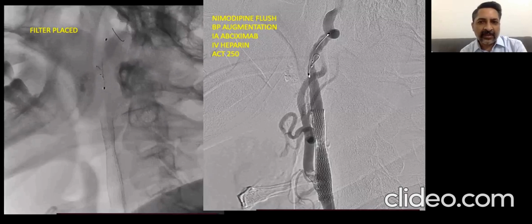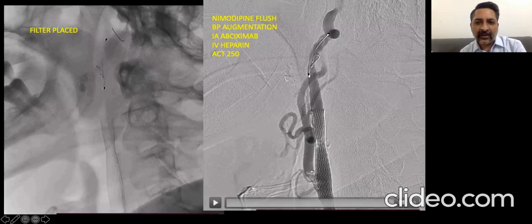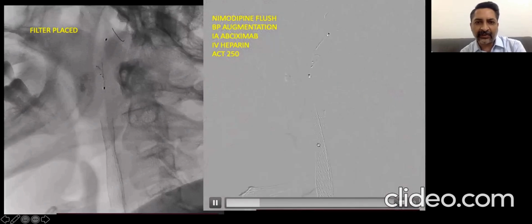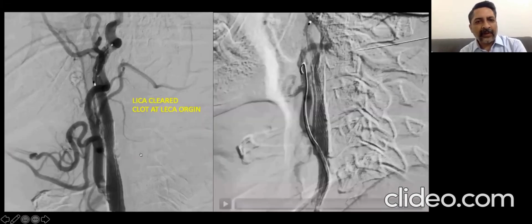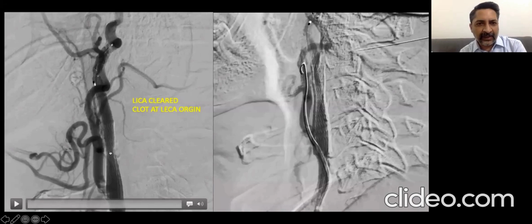But this patient was surprisingly resistant to everything. And in spite of giving everything, if you can see on the right side, a large clot is forming at the region of the ECA, and in the mid part of the ICA, this clot is increasing. So we did manually aspirate. We cleared the left ICA. Left ICA was clear. So we thought we'll stop it here.